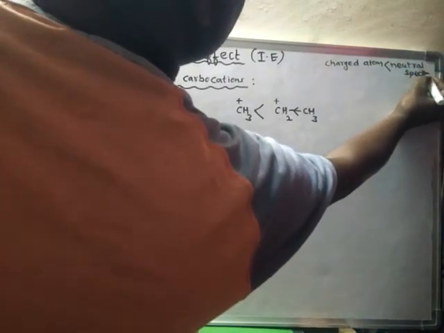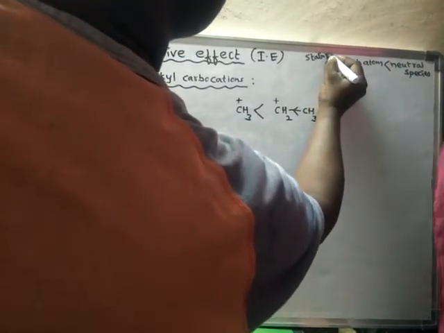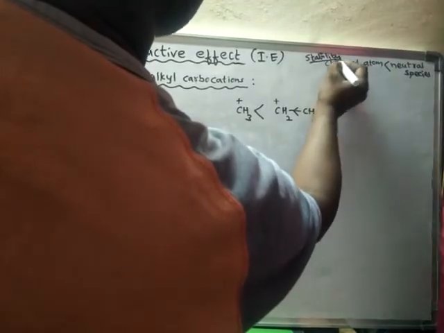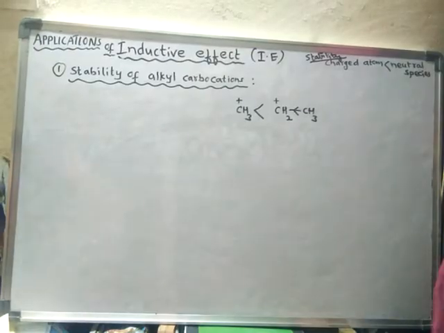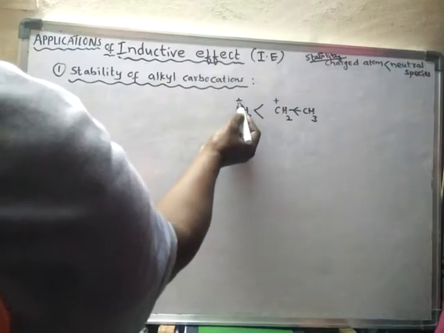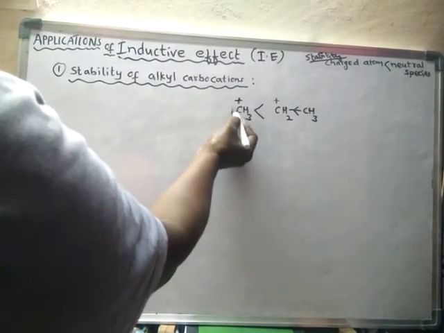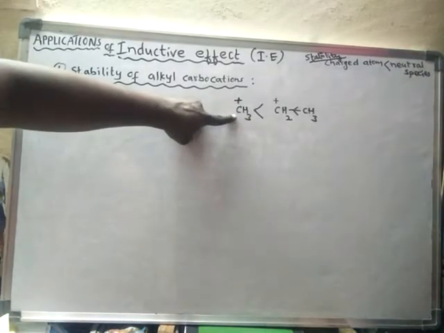Okay, a charged species is less stable. If you see the stability order, the charged atom is somewhat less stable than the neutral species. See, in the methyl carbocation, the charge is not distributed, it is localized. It is localized only on carbon.